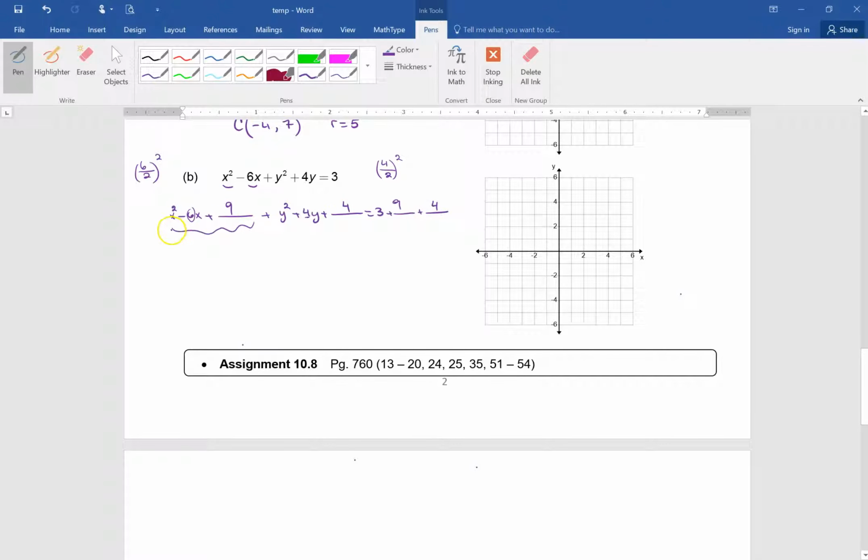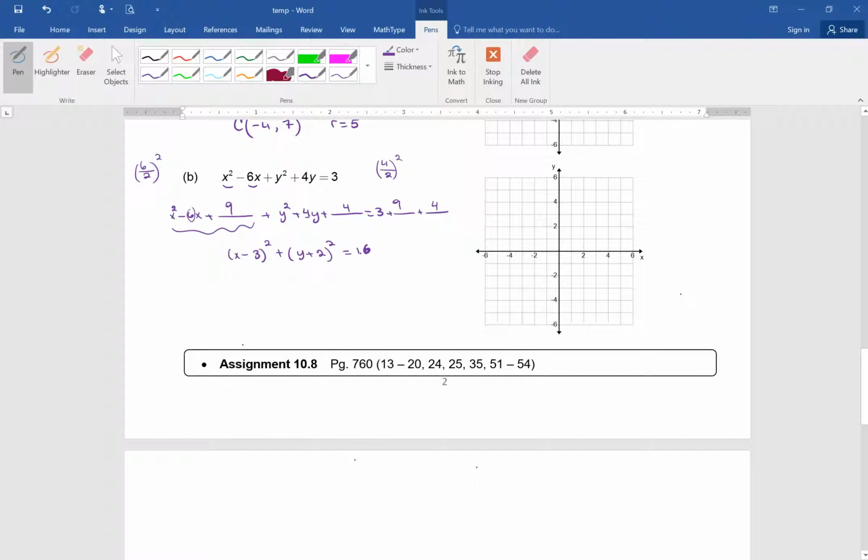So now I can factor this. It's x, what? Minus 3 squared plus y plus 2 squared. So how are we doing? Oh, this is a 4. Y plus 2 squared. So how are we doing this? You take the square root of the first number, that gives you x. You take the square root of the last number, 9, that gives you a 3. There is a minus here, you put a minus there. Okay? Equals the 3 and the 9 and the 4 give you a 16.